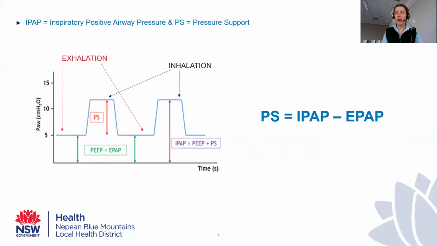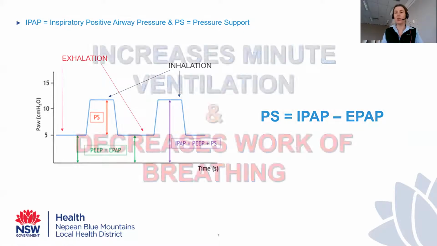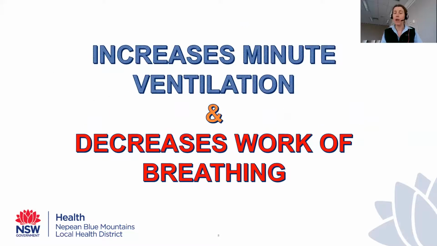Depending on what machine you have will depend on what it is that you actually need to set into the machine. But you need at least 2 of those numbers. Medical officers will always order us a PEEP, and they will either order you a pressure support or an IPAP, and you can use that little equation to work out what the third number is that you haven't been given. Minimum pressure support of 5. So you want a minimum difference of 5 between your expiratory pressure and your inspiratory pressure.